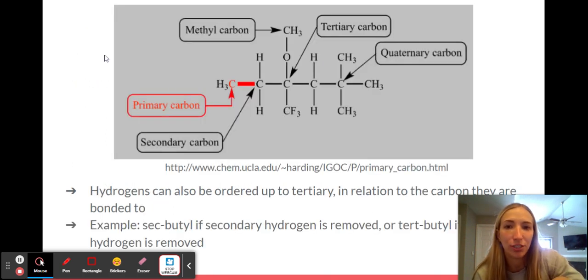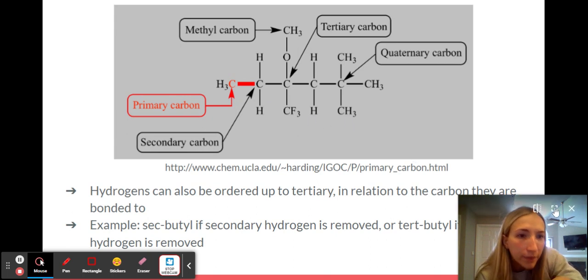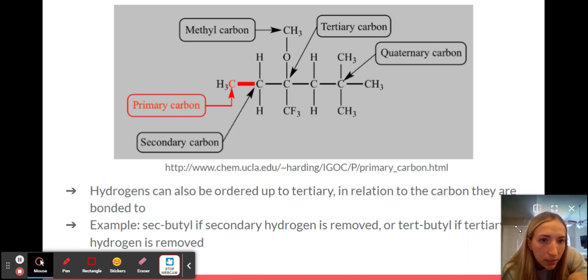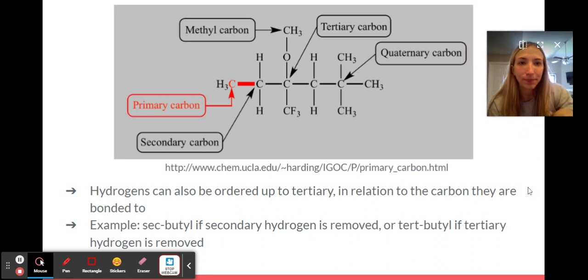Here is a picture I took from the internet to help with the ordering of, I don't know how to move this out of the way. Oh, I can make myself a little smaller. Oh, there we go. Okay. This helps with the ordering of the carbons.